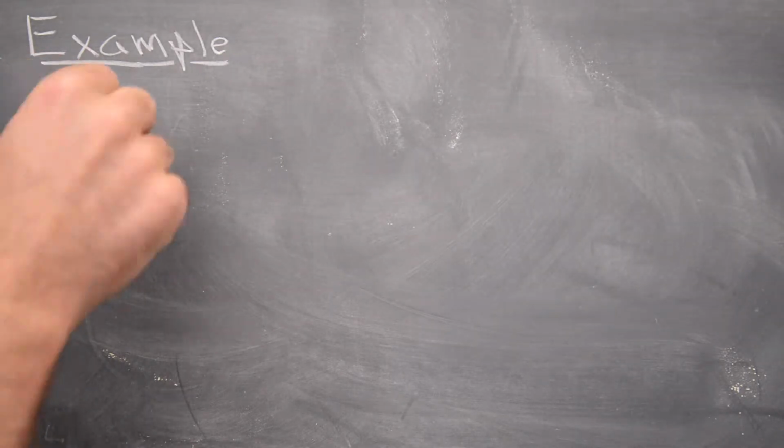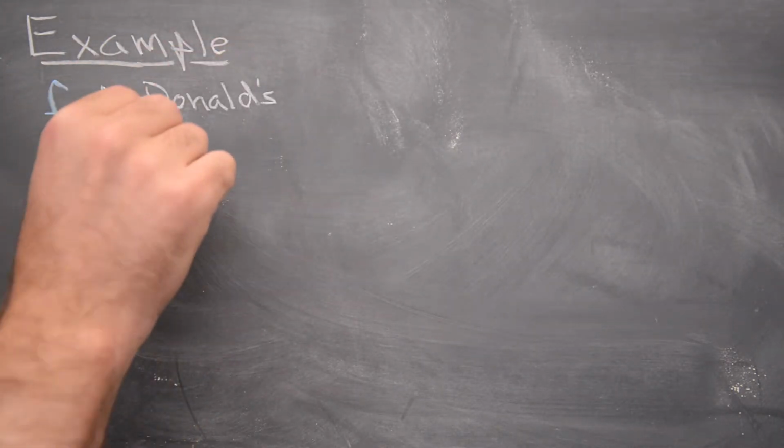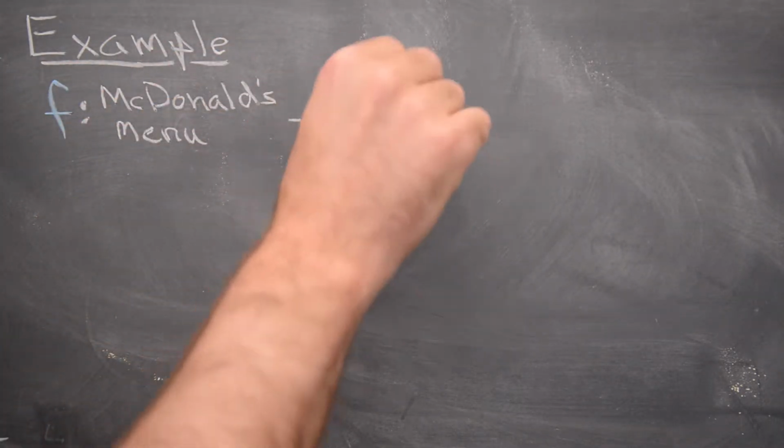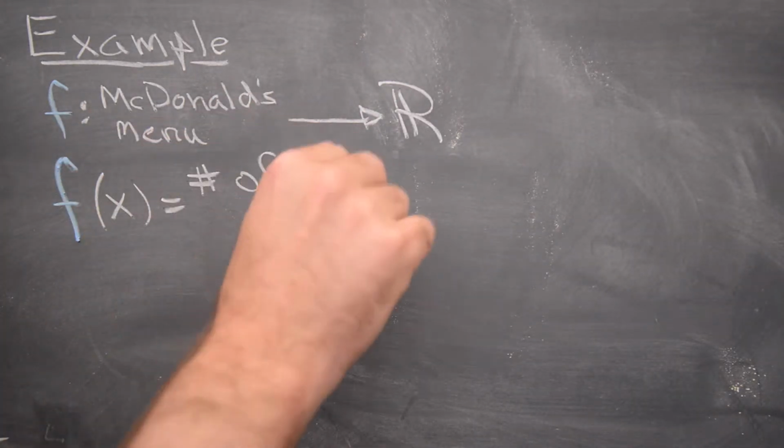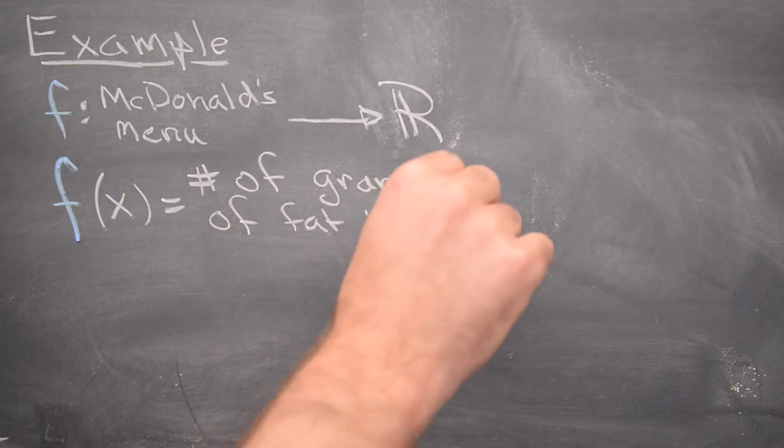The term composition of functions refers to combining two functions so the output from one function becomes the input for the other function. To better understand what this means, let's consider an example. Let f be a function where the domain is the McDonald's menu and the target is the set of real numbers. The function takes any menu item x to the number of grams of fat in menu item x.